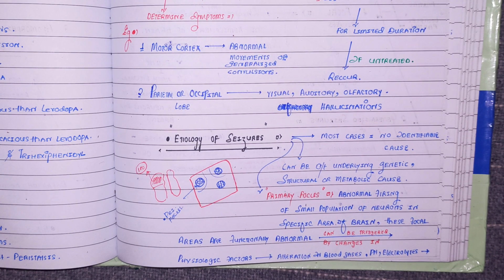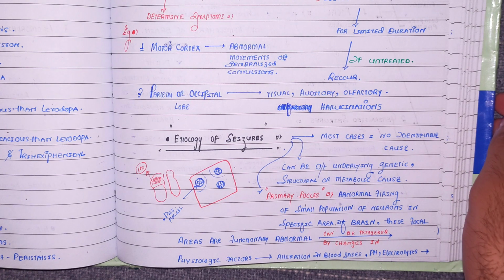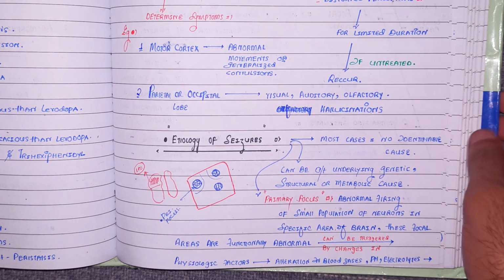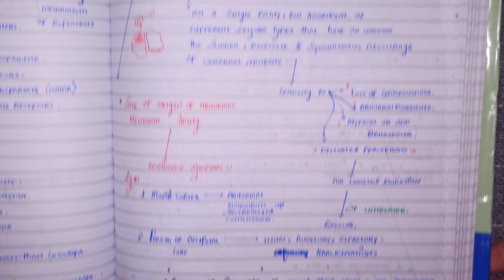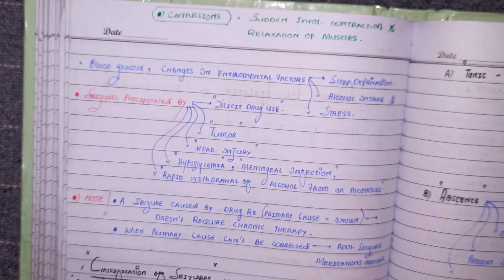What physiological factors can trigger these foci? Like alteration in the blood gases, pH, electrolytes, right? If there is alteration in the electrolyte levels, sodium, potassium levels, magnesium level, calcium levels, and if there is alteration in the blood pH, or very importantly, on the next page, let me show you, if there is alteration in the blood glucose.